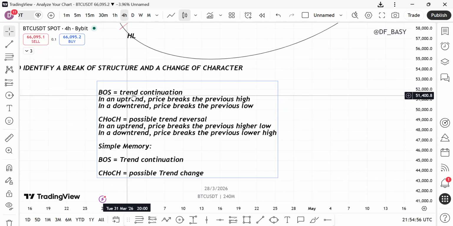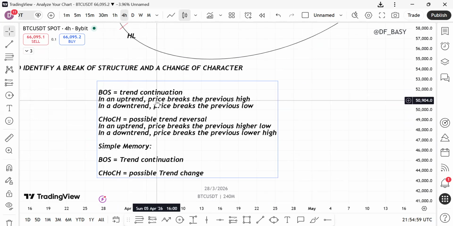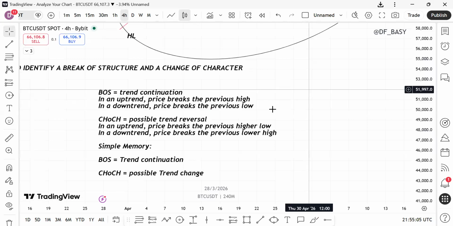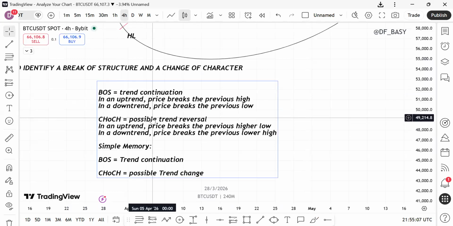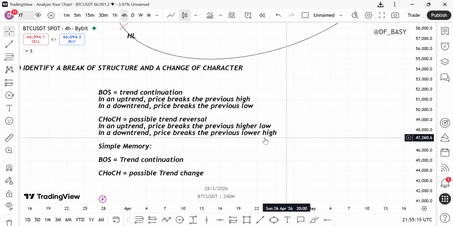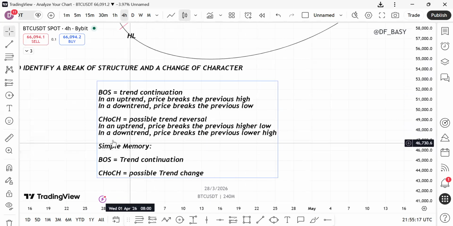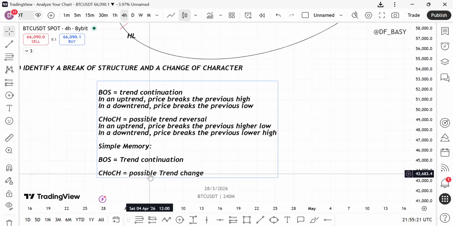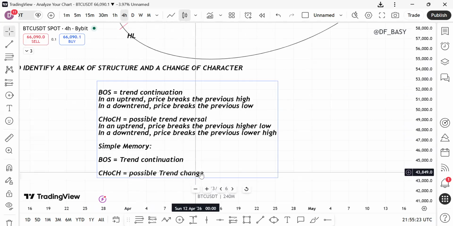So a break of structure is a trend continuation. In an uptrend, price breaks the previous high. In a downtrend, price breaks the previous low, right? Then a change of character is a possible trend reversal. In an uptrend, price breaks the previous higher low, and in a downtrend, price breaks the previous lower high. So simple memory: break of structure, trend continuation; change of character, possible trend change.